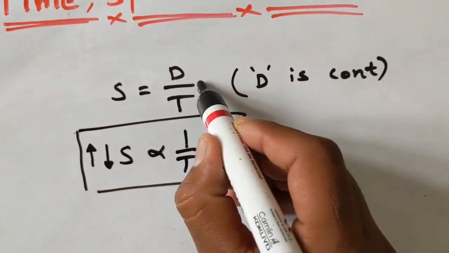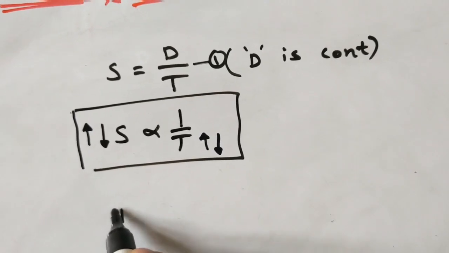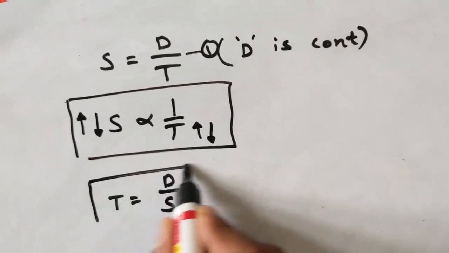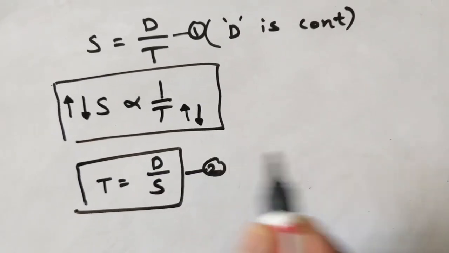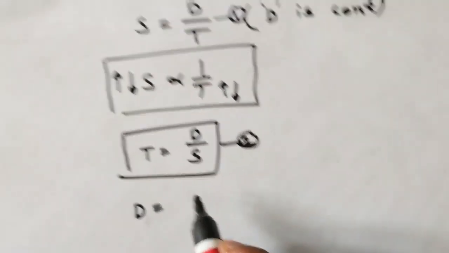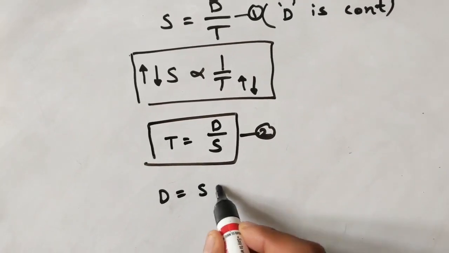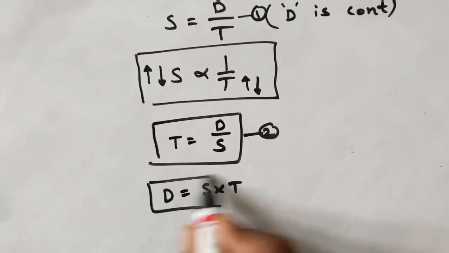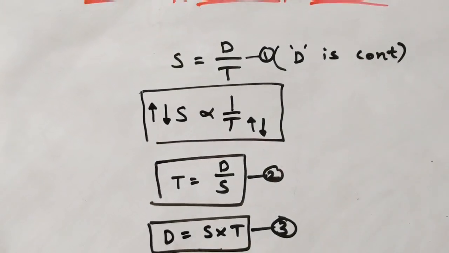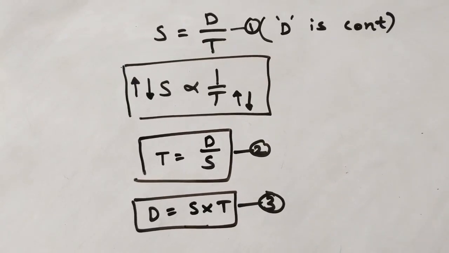For this formula, I am going to call it equation 1. From equation 1, time is equal to what? Distance by speed. This is equation 2. From equation 1, distance is equal to what? Speed into time. This is the third formula. From the first formula, speed is equal to distance by time, we got the second and third formulas.